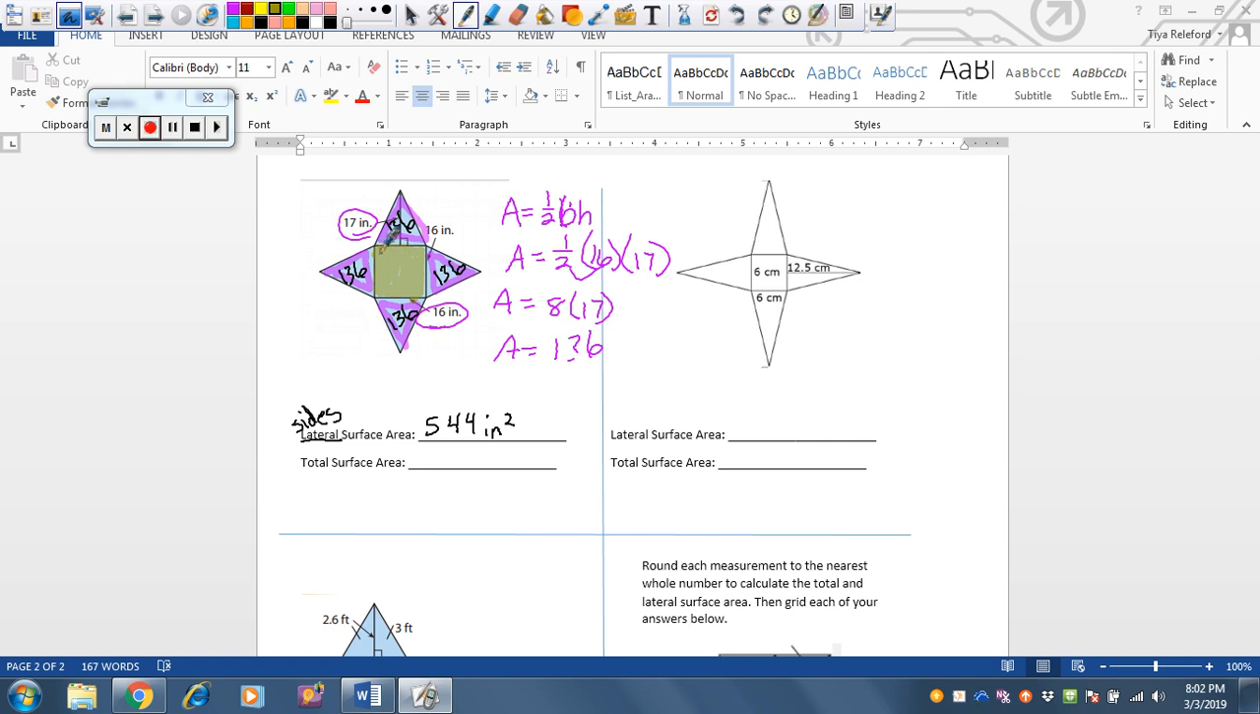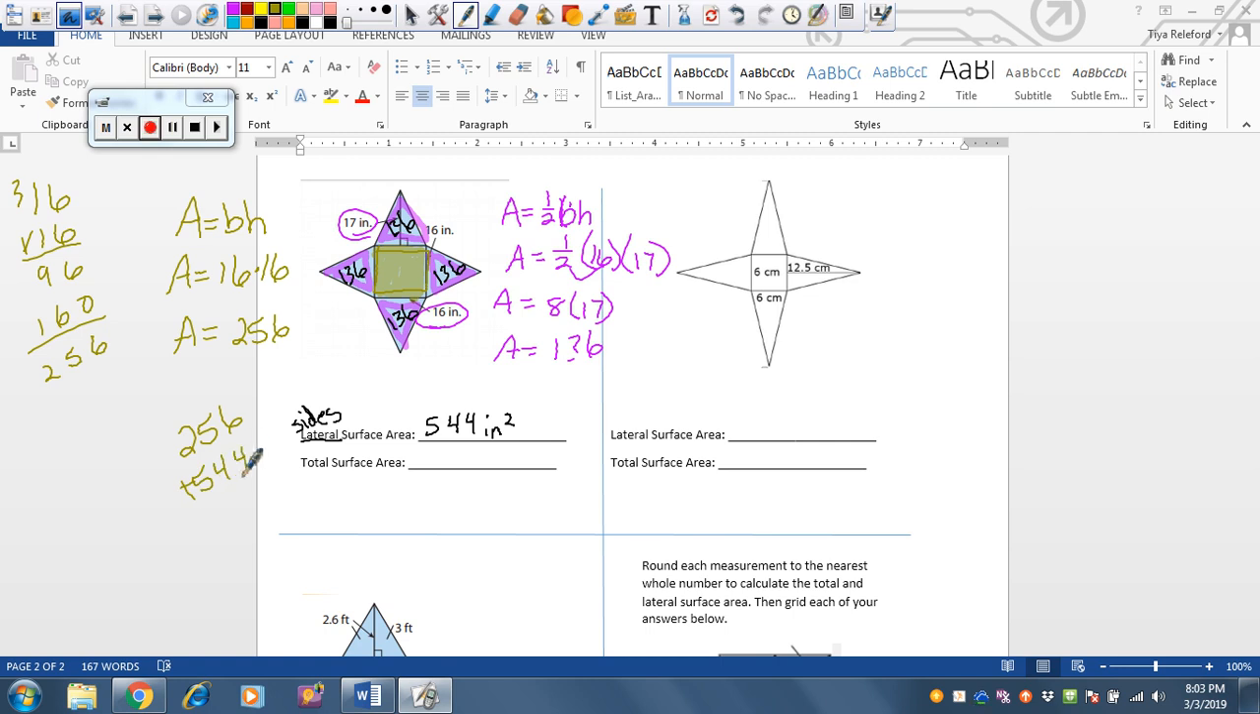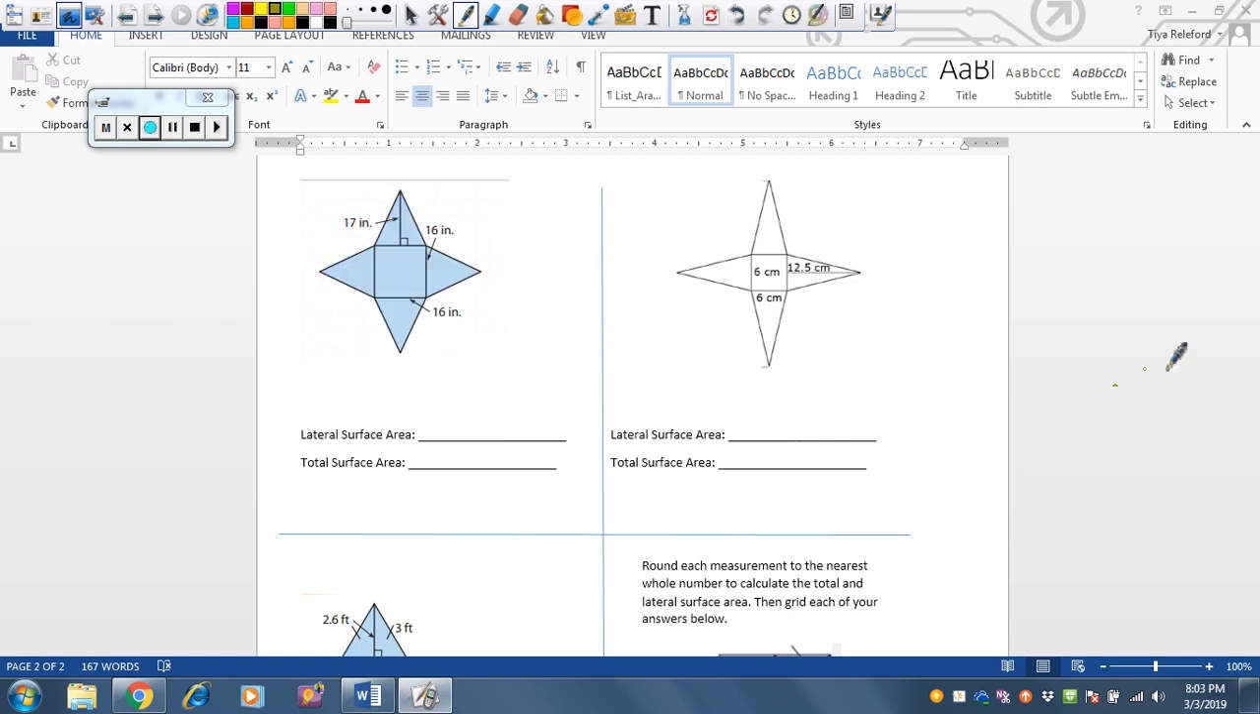Now, for total surface area, you're going to add in this base. So it's a square, easy peasy lemon squeezy. For a square, we know all sides are the same. So whatever 16 times 16 is, I'm going to add that to my lateral surface area for the total. Not always is all four sides the same, but for square pyramids it usually is.